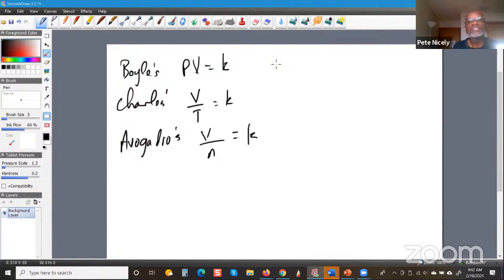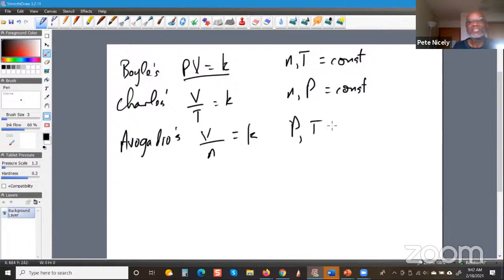As I said before, there are a couple of things that need to be held constant in each case. So for example, in the case of Boyle's law, the number of moles and the temperature must be constant in order for this law to hold true. In the case of Charles' law, the number of moles and the pressure must be constant, all right? And then in the case of Avogadro's law, the pressure and the temperature must be constant. So in each of these cases, these variables would have to be held constant.